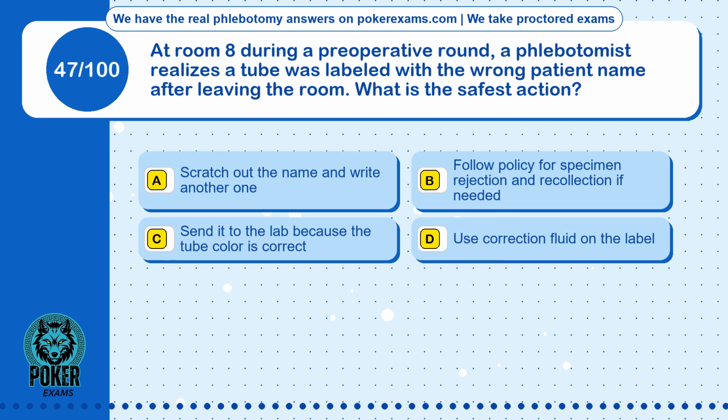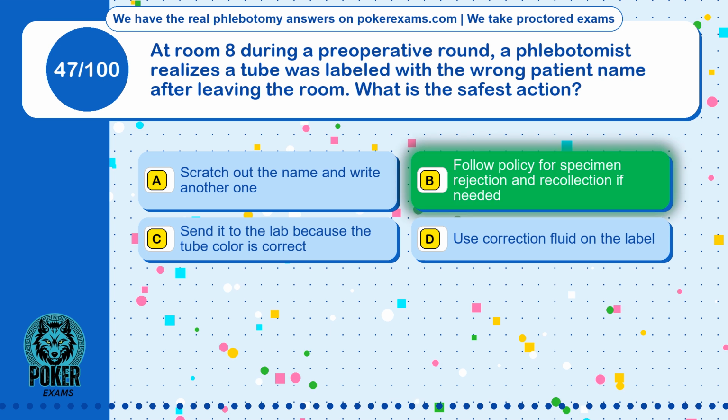Question 47. At room 8 during a preoperative round, a phlebotomist realizes a tube was labeled with the wrong patient name after leaving the room. What is the safest action? Option A. Scratch out the name and write another one. Option B. Follow policy for specimen rejection and recollection if needed. Option C. Send it to the lab because the tube color is correct. Option D. Use correction fluid on the label.